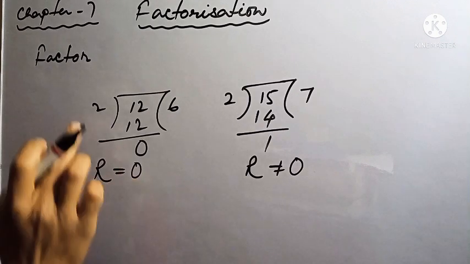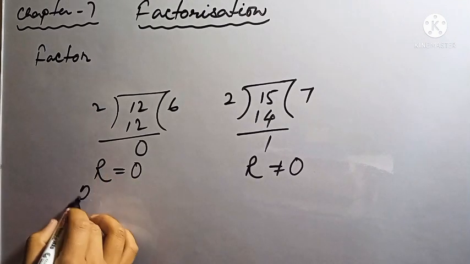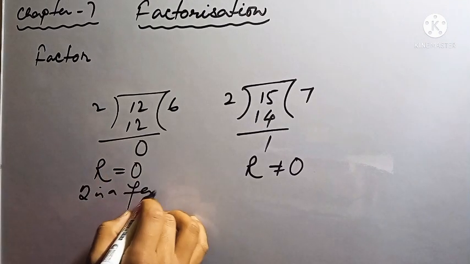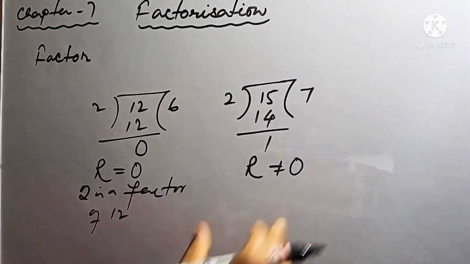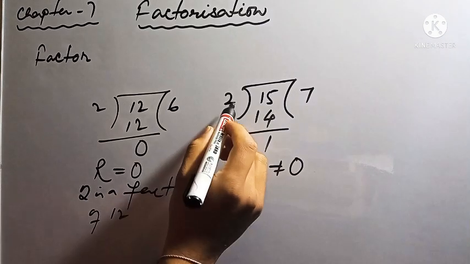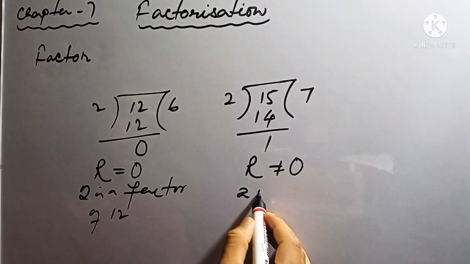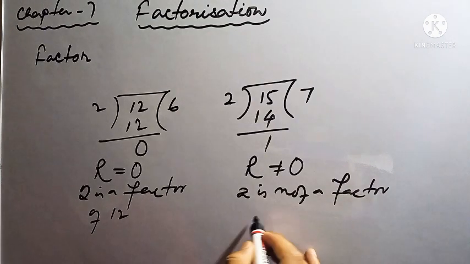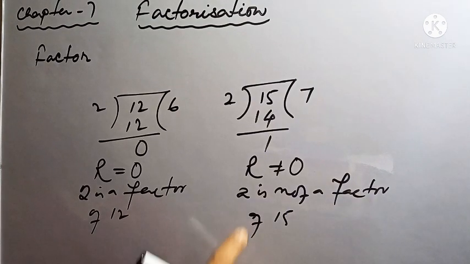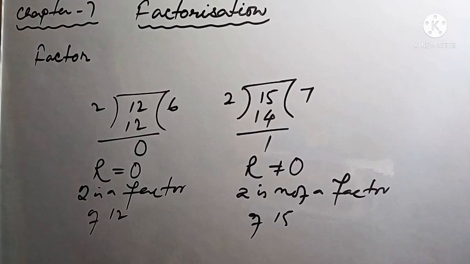As the remainder is 0, this divisor 2 is a factor of 12. But for the second case, this divisor 2 is not a factor of 15, as the remainder is not 0. And this is all about factor. I hope you'll know the meaning of a factor.